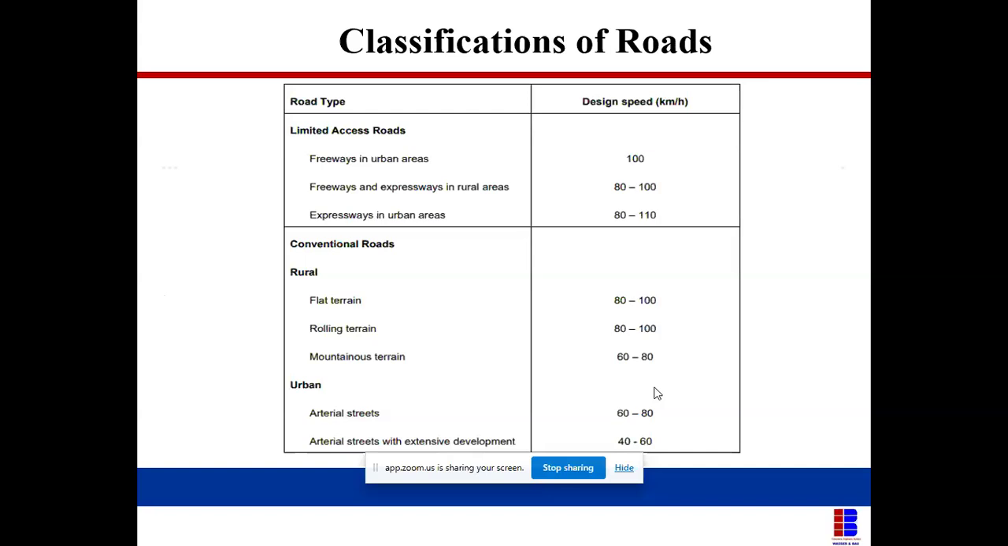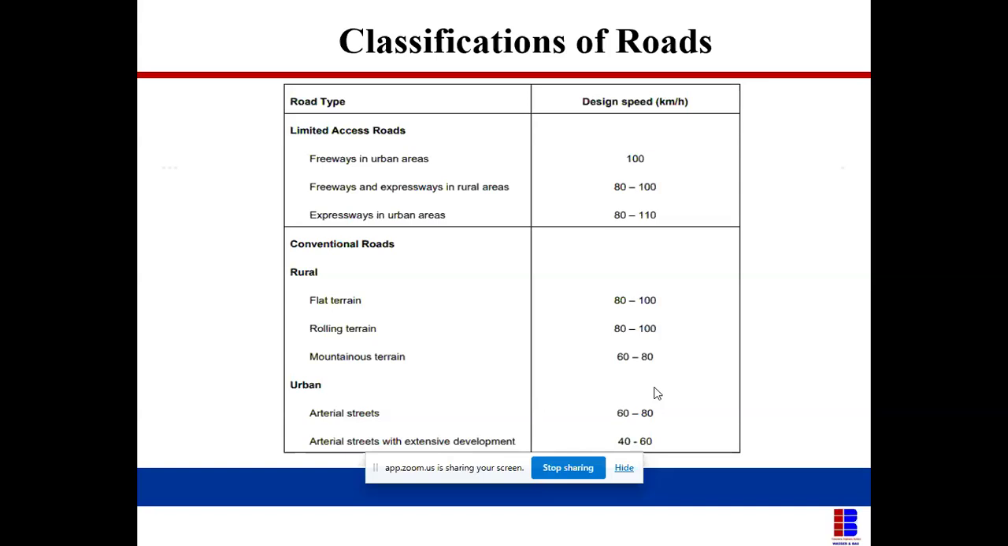In freeways and urban areas, design speed specified by the federal highway manual, you should use 100 kilometers per hour. For freeways and expressways in rural areas, there are freeways with no built-up area around the vicinity. You can still go between 80 to 100 kilometers per hour as a design speed. Then in an expressway in urban areas, 80 to 110 kilometers per hour as a design speed.